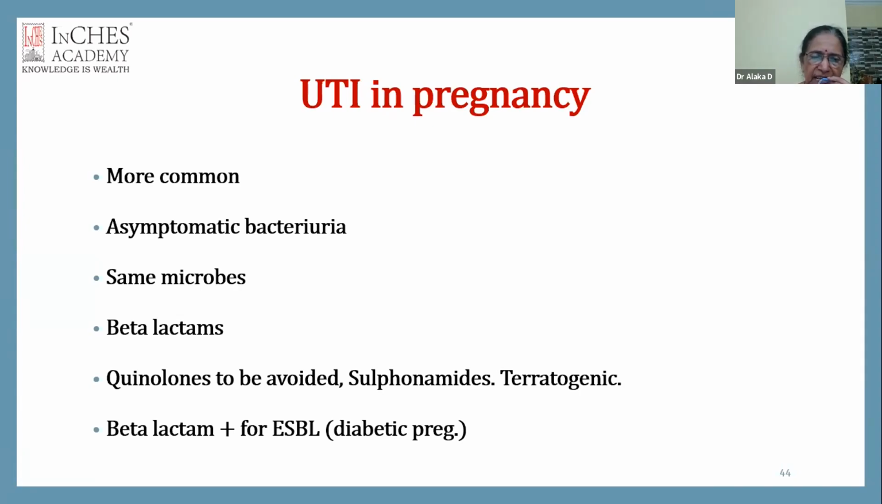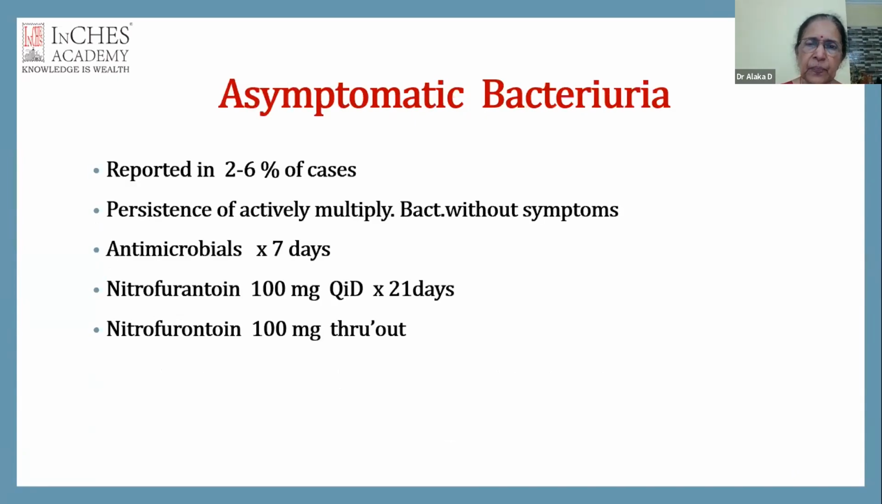Beta lactam plus extended spectrum beta lactam. These we should use in diabetic pregnancy. But again, take a second opinion or refer the patient to a diabetologist and then start using it. Asymptomatic bacteriuria is reported in 2 to 6% of cases. Persistence of actively multiplying bacteria without symptoms is seen. So use antimicrobials for 7 days. Then nitrofurantoin 100 milligram QID for 21 days. And then after that, nitrofurantoin 100 milligram once a day throughout the pregnancy.